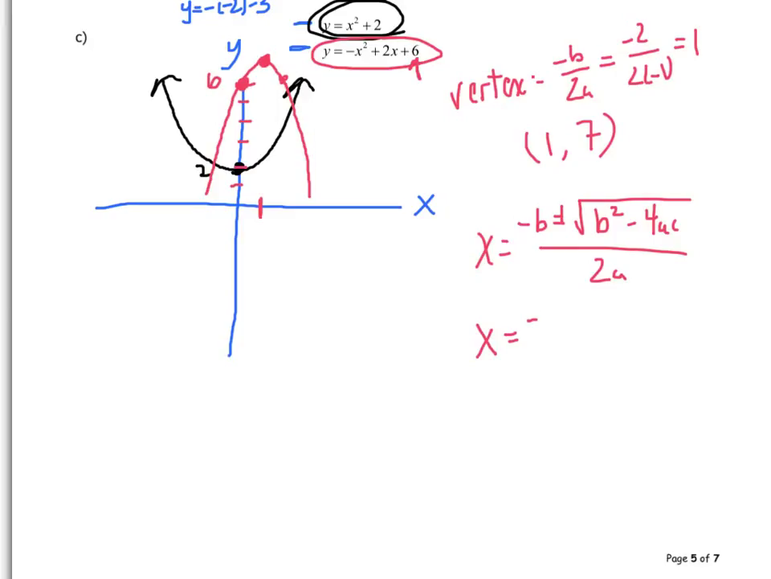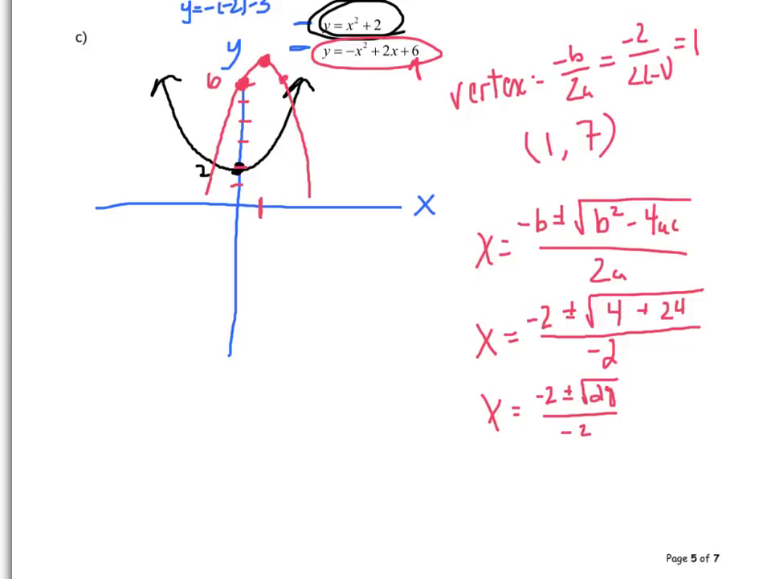x equals minus b, so that's minus 2, plus or minus the square root of b squared, which is 4, minus 4ac, so that's plus 4 times 1 times 6, plus 24, all divided by negative 2. 2 times negative 1 is negative 2. And so that gives me x equals negative 2 plus or minus the square root of 28 over negative 2. And so that gives me x equals negative 2 plus or minus 2 root 7 over negative 2. And in fact, dividing by negative 2, I get 1 plus or minus root 7.